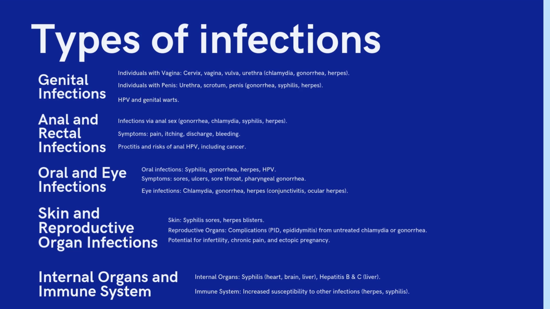And some STDs can impact the immune system, making the body more vulnerable to other infections. For example, herpes simplex virus may cause recurrent outbreaks, which can be more frequent or severe in individuals with weakened immune systems. Additionally, people with STDs such as syphilis or gonorrhea may have an increased susceptibility to contracting other STDs due to inflammation and open sores, which provide an entry point for additional pathogens.